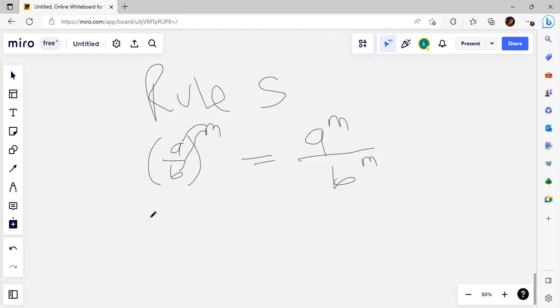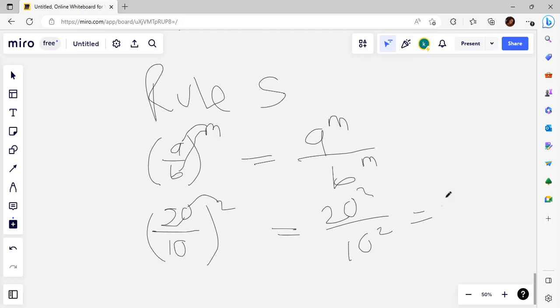Okay, let's use numbers. Meaning if we have 20 over 10 to the power of 2, what's going to happen? We're going to take the 2 here, which is going to be 20 squared over 10 squared, which is going to give us 400 over 100. Very good.